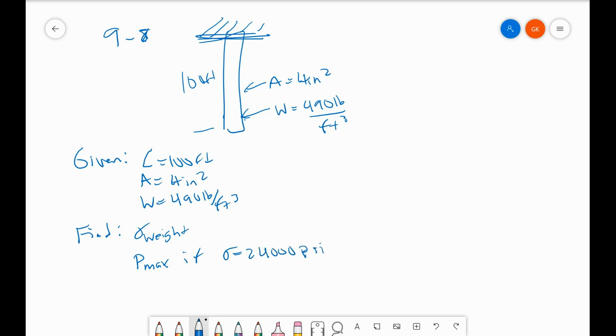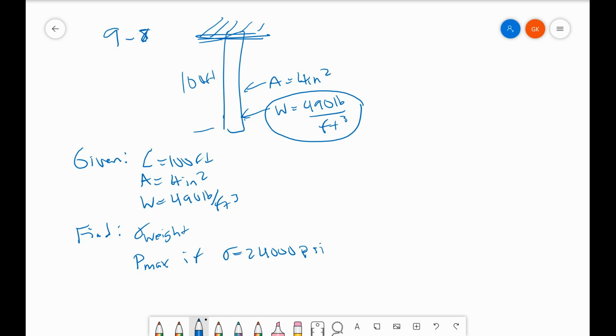There's a lot to do here, but it's not as hard as you might think. The first and most important thing we have to think about is the weight. This is 490 pounds per foot cubed. Don't let that confuse you. First things first, we should probably convert this a little bit. Per foot cubed is kind of weird, but it's a long beam, so let's figure out how much it is per foot.